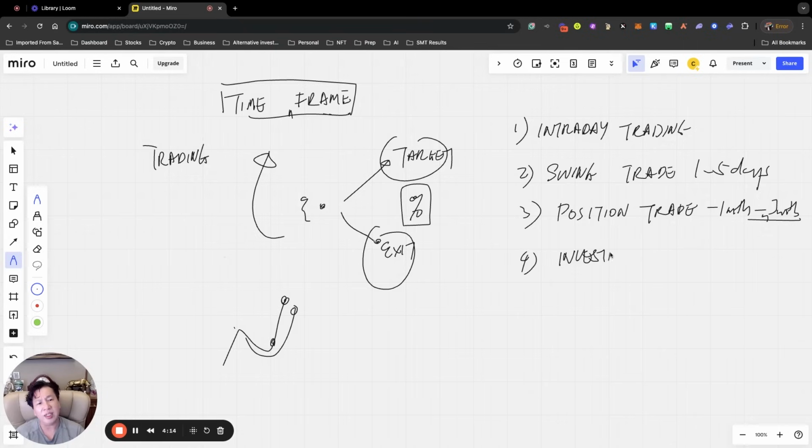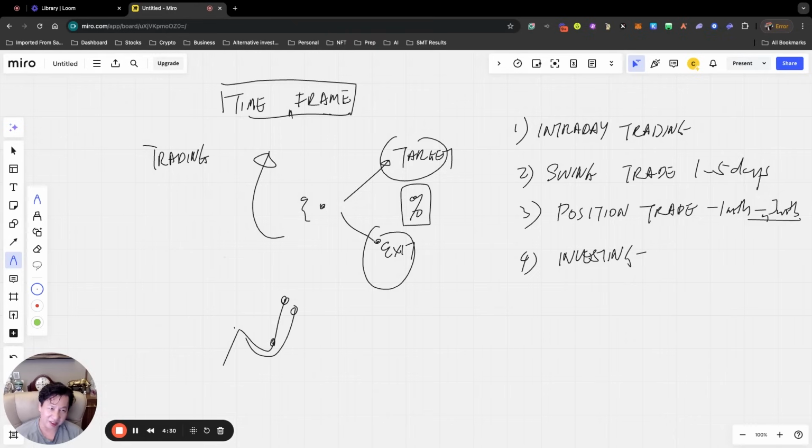So what are the insights into all this? Number one, intraday trading. By the way, all these are my opinion, my view, not to say it is the right or wrong view.